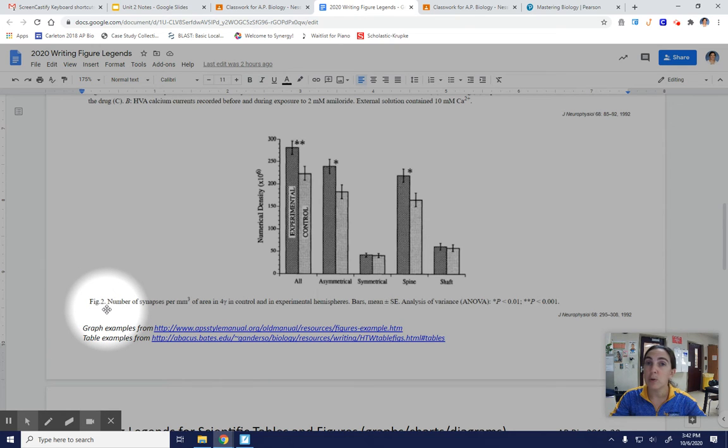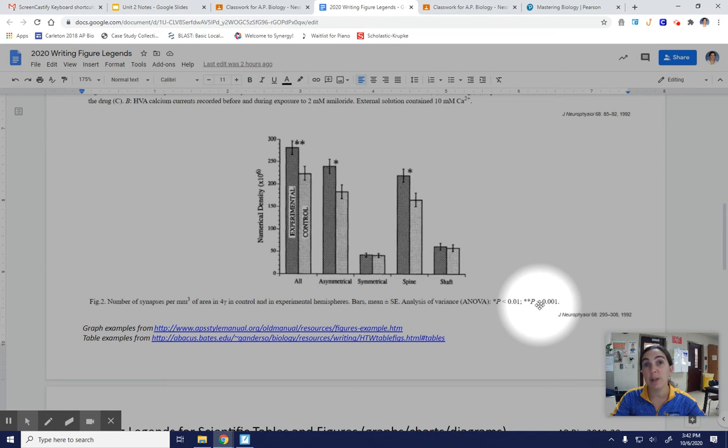You usually go in order. So if you only have one graph, you'd call it figure 1. But if you have multiple graphs or charts, you would number them in order. And then it's very descriptive. This is a very complete sentence that explains the data that's shown in this graph, explaining what the error bars represent and all of that. So I should be able to get a summary of the experiment just by reading the figure legend. So that's how you write a figure legend for a graph.